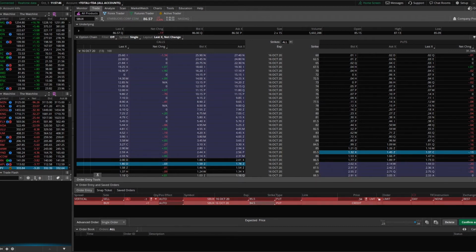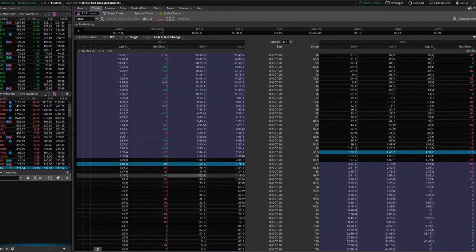And if it ends anywhere in between these contracts, we can still make money depending on how far away it is from the 85.5. But our ideal situation is that we want the stock to end above 85.5 so we can receive our max credit and not have to pay any collateral at all. And that's kind of the objective for these credit spreads.